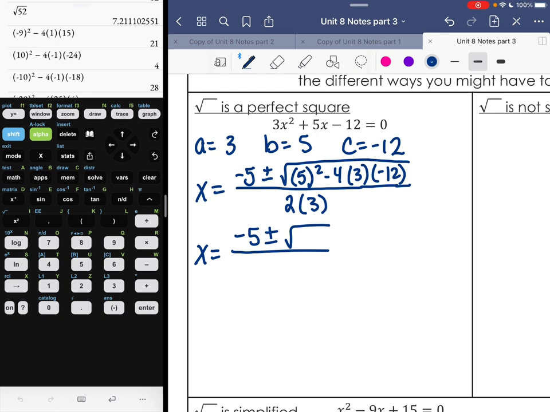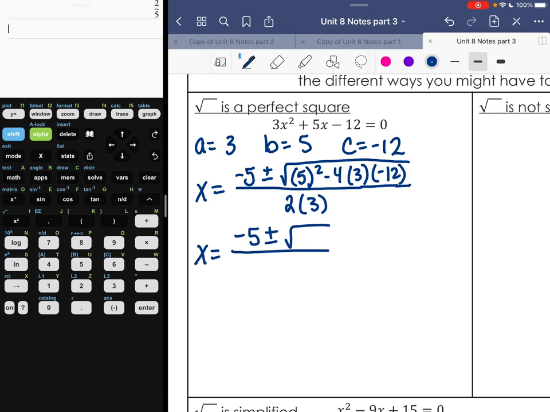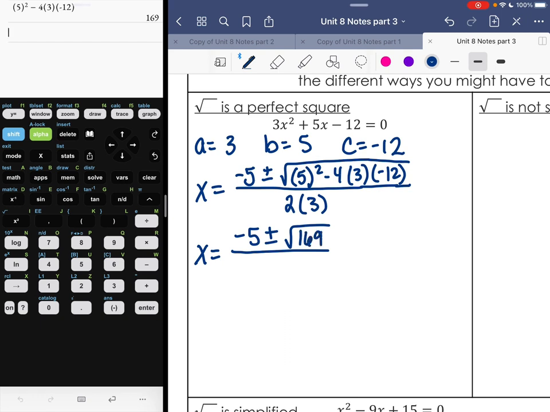Okay, we're going to put this part into our calculator. So I'm going to have 5 squared, make sure the square is outside the parentheses, minus 4 times 3 times -12, and hit equals. And so that's 169. And then on the bottom, 2 times 3 is 6.